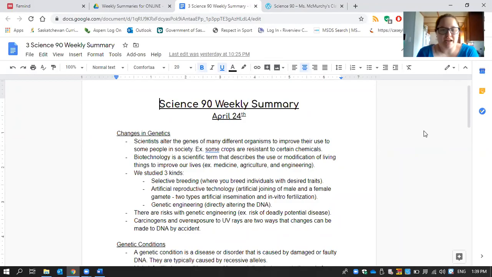The third kind we looked at was genetic engineering, where you're directly altering the DNA of that specific organism. There are risks, as with just about anything. With genetic engineering, an example is that there could be a risk of a deadly disease that could wipe out the entire species. There are also ways we can have accidental changes to our DNA, through things like carcinogens, which are toxic cancer-causing chemicals, or overexposure to UV rays.